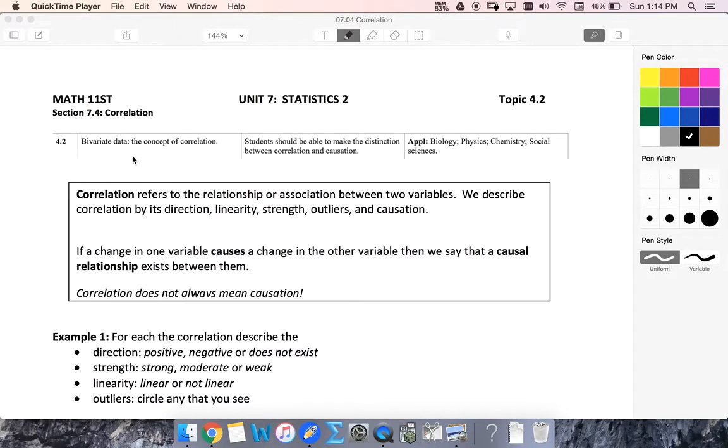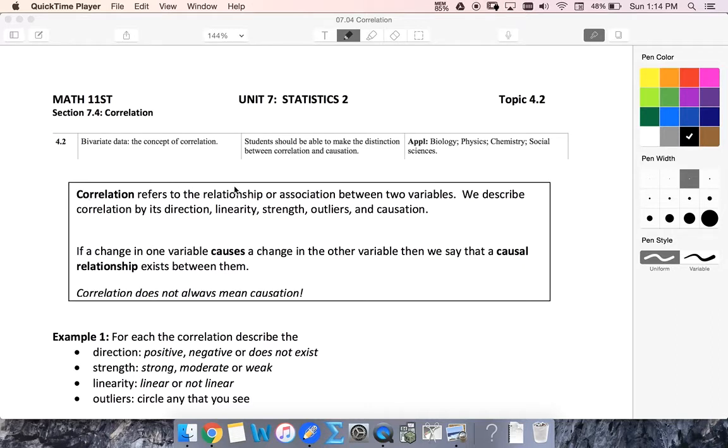All right, so in these notes, we're going to be looking at correlation. And the big thing here, from your syllabus 4.2, is that students need to be able to make the distinction between correlation and causation. So let's talk about those things.